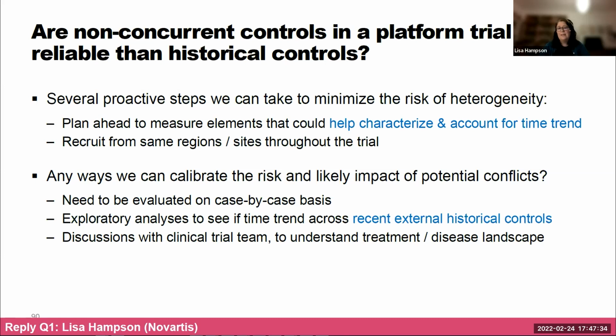And if we do have some external historical controls available to us, some exploratory analyses to see if there are time trends in those may help. The absence of time trends might not guarantee there won't be any in our platform trial, but at least it might provide some reassurance that the disease and the treatment landscape for standard of care is relatively stable over time. So I feel optimistic that non-concurrent controls in the platform are more reliable than historical external controls.